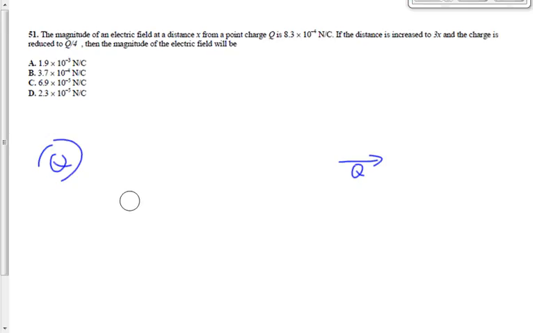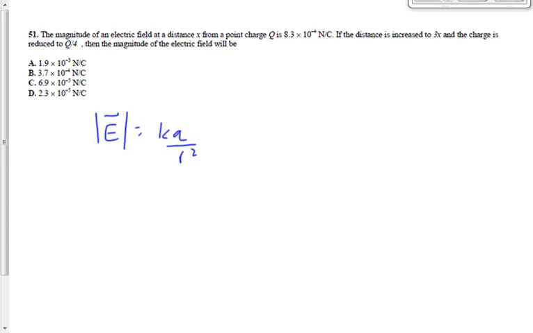Now it looks like we're changing the values of some of these things. The distance, we're changing the value of Q. We want to see what effect that has on it. That's a variable value changing question, right? The old, the new, right? Original field is KQ over R squared.